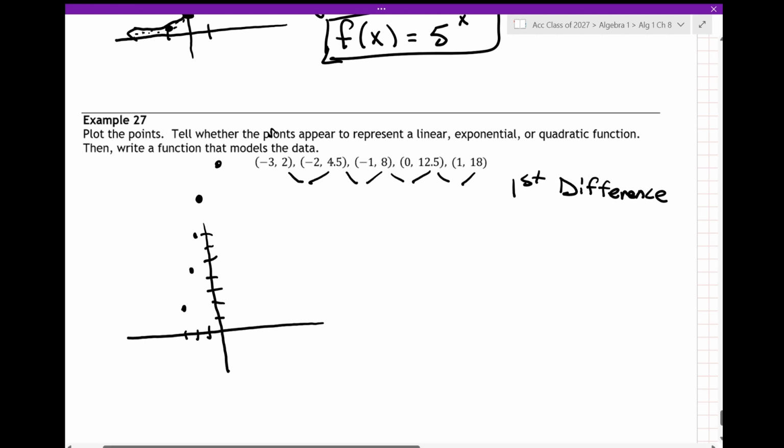So we take the second one minus the first one. So 4.5 minus 2 is going to be 2.5. Then we're going to do 8 minus 4.5, and that gives me, I'm thinking 3.5, but let me make sure. Don't want to get it wrong. 8 minus 4.5, that gives me 3.5. All right, by those two numbers being different, I'm thinking this guy's not going to be linear. Now I'm going to say 12.5 minus 8 is going to be 4.5. And then 18 minus 12.5 is going to be 5.5.